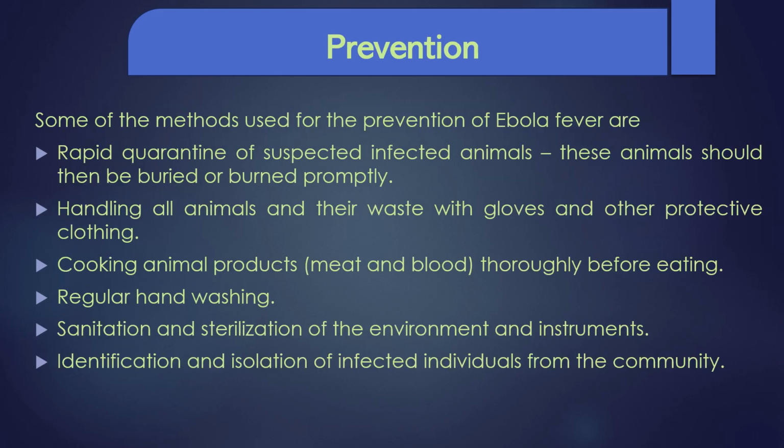Prevention. Some of the methods used for prevention of the Ebola fever are rapid quarantine of suspected infected animals. Animals found to be infected by the Ebola virus should then be buried or burned promptly. Handle all animals and their wastes with proper gloves and other personal protective equipment. Animal products like meat and blood should be thoroughly cooked before eating.